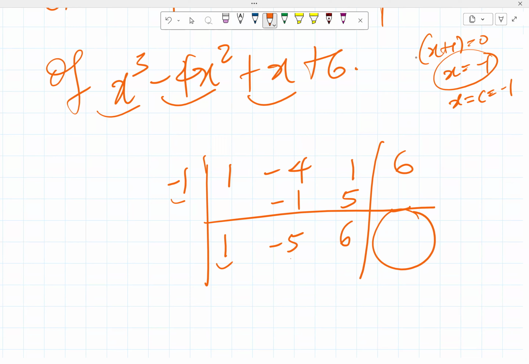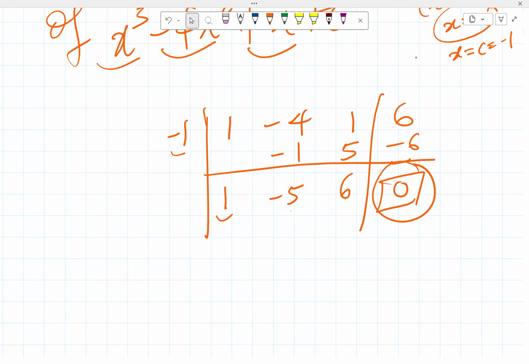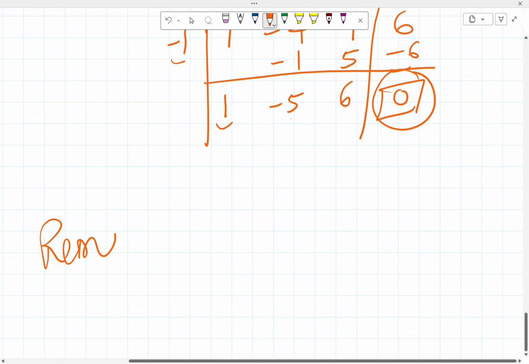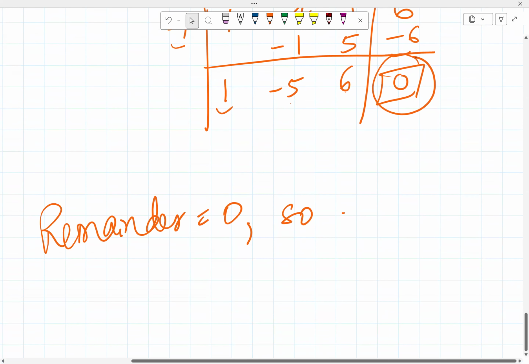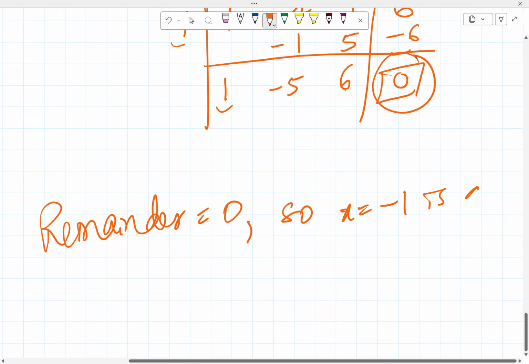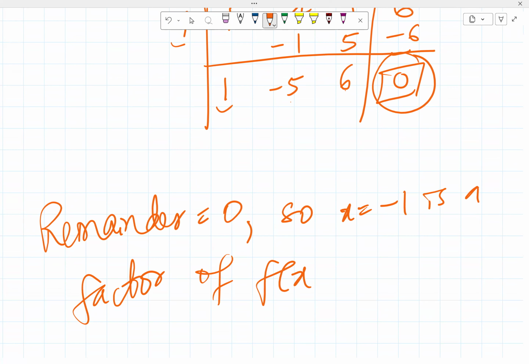So 1 plus 5 is 6, okay? Next you go minus 1 times 6, that's minus 6. 6 minus 6 is 0. Because we got 0 here, we see that the remainder is 0. That simply means that x equals minus 1 is a factor of f of x equals x cubed minus 4x squared plus x plus 6.